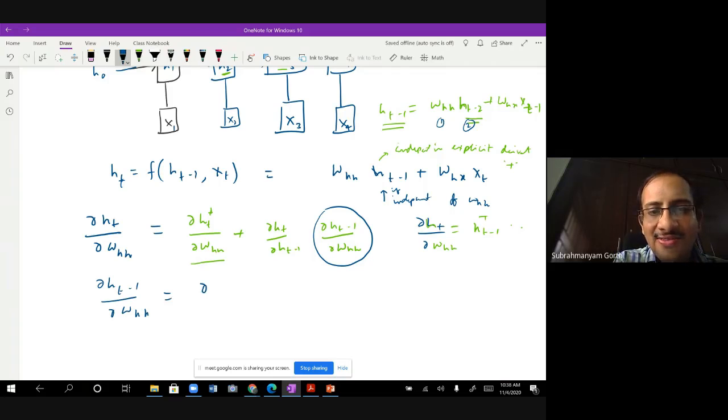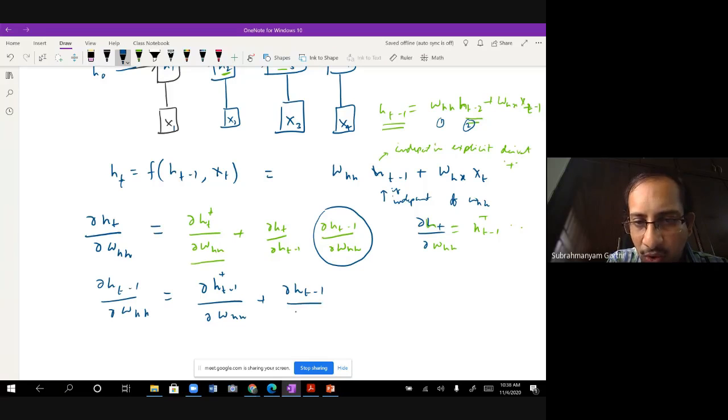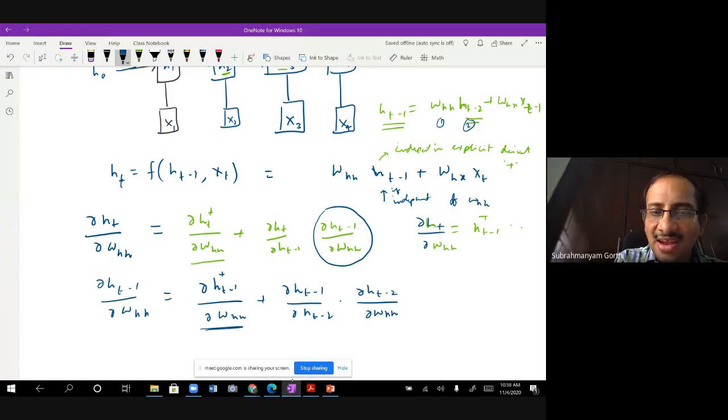Again, I should write it as the explicit derivative by ∂W_HH, plus again the implicit derivative ∂h_t by ∂h_{t-1}, times ∂h_{t-1} by ∂W_HH. Here, it is explicit: if W_HH is present, only that is accounted. Here h_{t-1} is also a function of W_HH, and that is accounted.